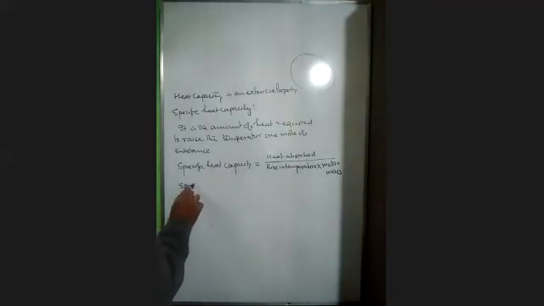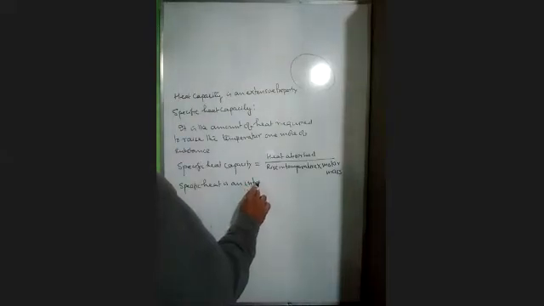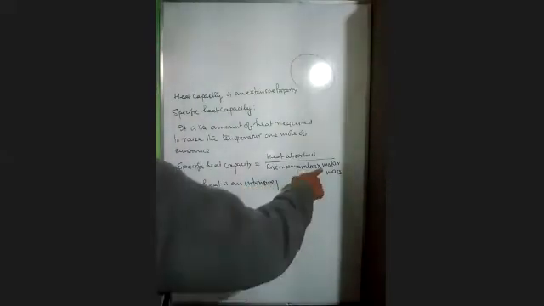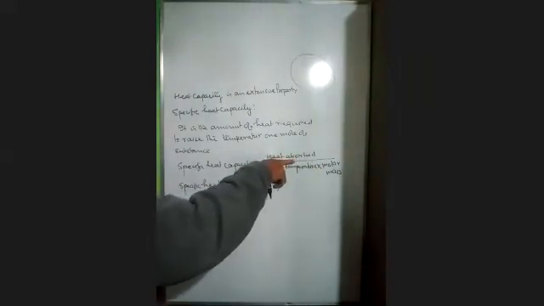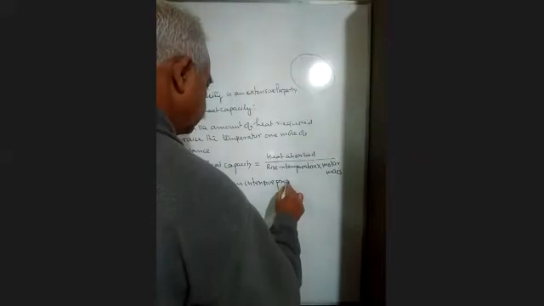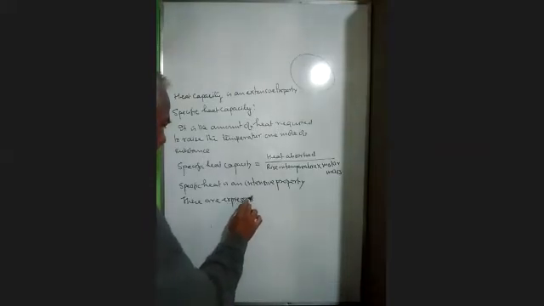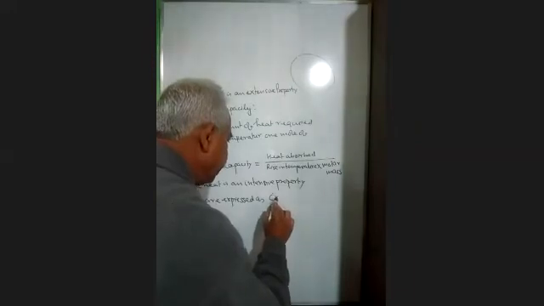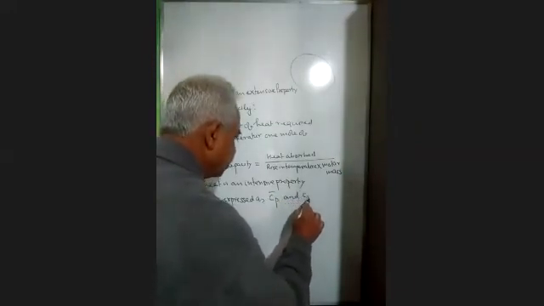Specific heat is an intensive property. Why? See here. Here it is always expressed per mole. No matter how much amount of substance you have taken, it is expressed per mole. So in that case, it is an intensive property. Okay. These are expressed as Cp bar and Cv bar. So these are the symbols of specific heat capacity at constant pressure and specific heat capacity at constant volume.